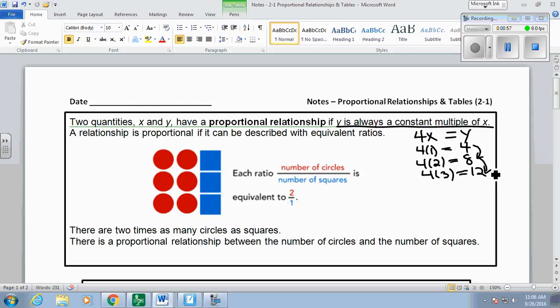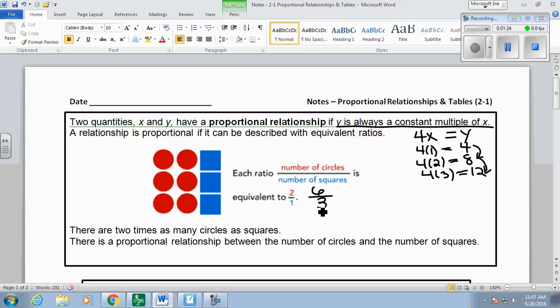So the circle and square ratio, we talked about this in a previous topic, they're showing us the number of circles in red to the number of squares in blue is equivalent to 2 to 1. And that 2 to 1 came from 6 to 3, which they reduced down to 2 to 1. So they're going on and saying that there are 2 times as many circles as squares. There is a proportional relationship then between the number of circles and the number of squares.